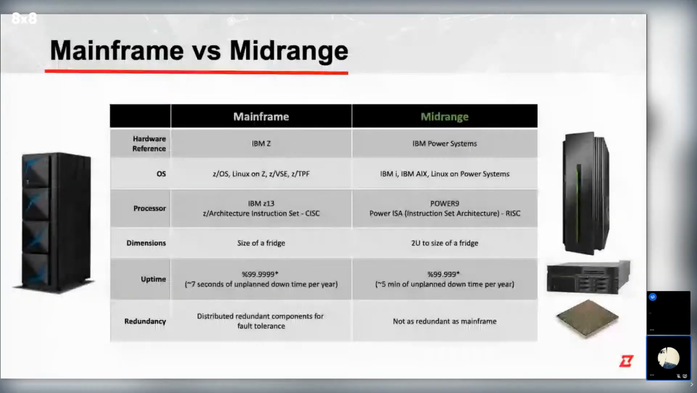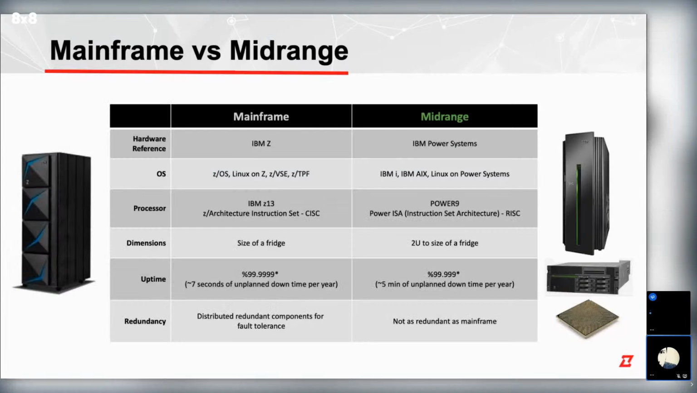But the IBM AS400 or Power system hardware can run IBM i and IBM AIX and a custom Linux distro called Linux on Power Systems. And that size, as you saw throughout the pictures, could be the size of a 2U up to the size of a fridge. Next slide, please.